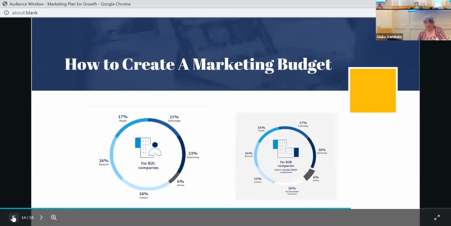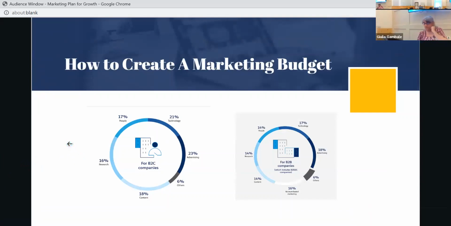I skipped one. Okay. This is just like another little image infographic, and it just kind of shows where allocation is, usually for B2C companies, and then just data that we had, and then B2B companies as well.